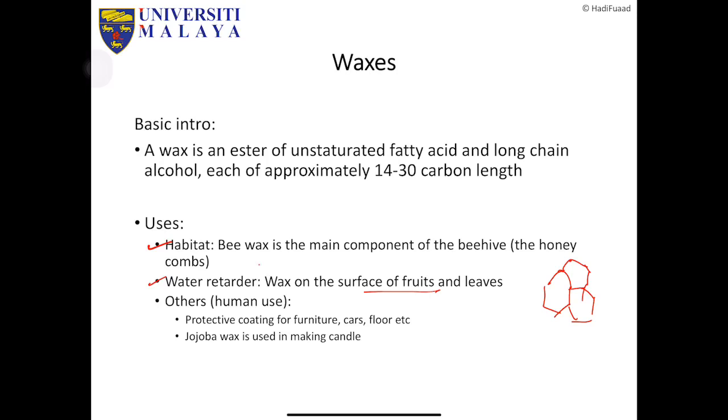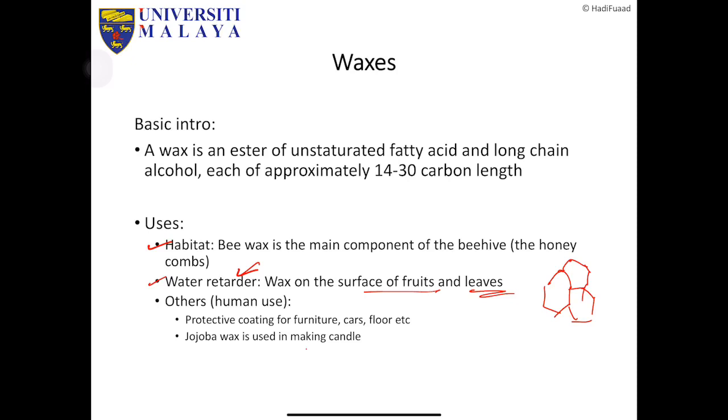It's because the apple itself has a naturally occurring wax, and that wax functions as a water retarder. Otherwise water will evaporate from your fruits and your fruits will be dry. So nature found its way to use wax to stop water from evaporating. Also on the surface of leaves, if you pluck a leaf, you can feel that the leaf is silky smooth. It's because of the presence of wax.